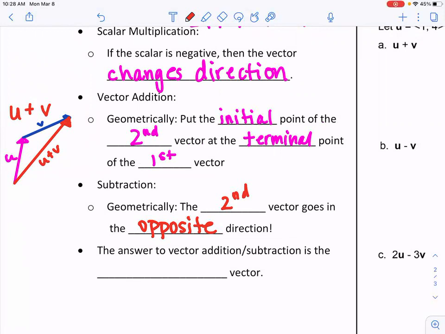Now, in the vector world, we have to name everything differently. We don't say length, we say magnitude. We don't say angle, we say direction. We don't say sum or difference. We just say the resultant vector. So when you see that word, that just means you're adding or subtracting vectors together. Don't freak out.